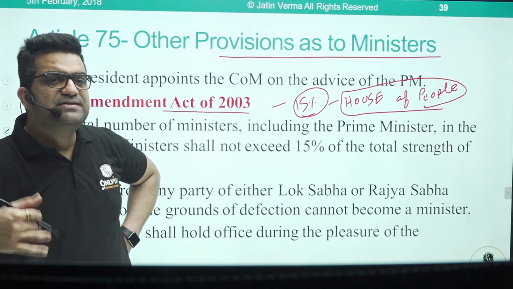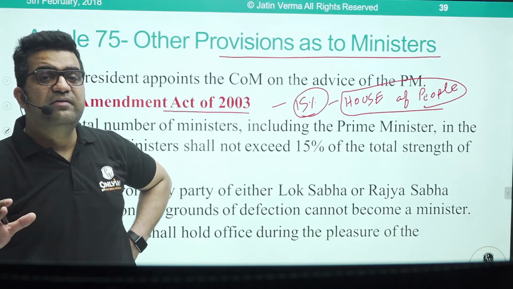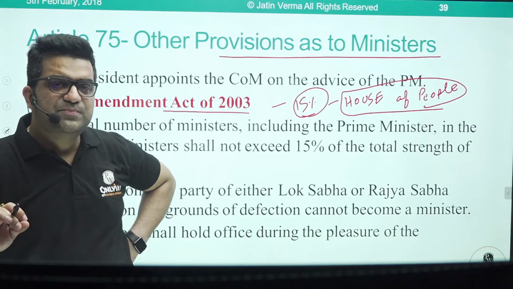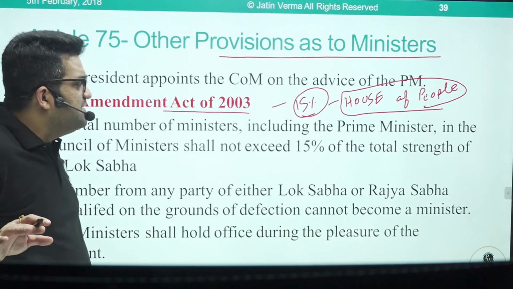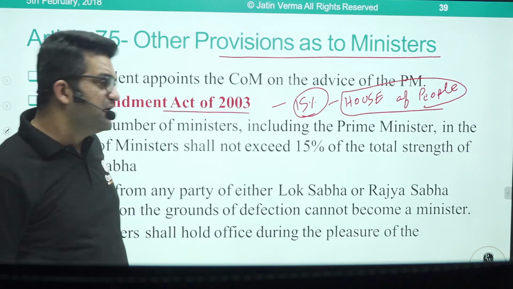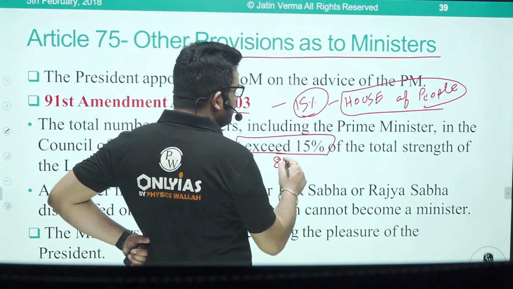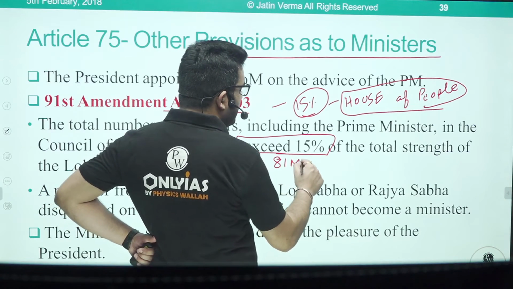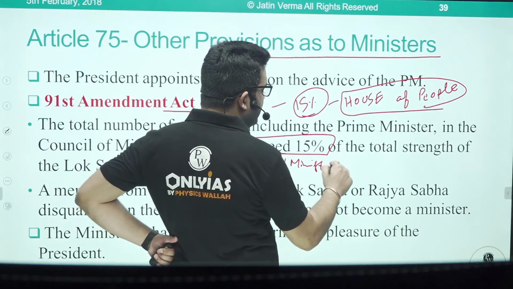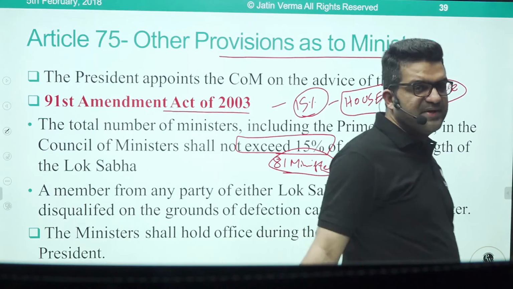That is why the number of ministers was exceeding, let's say, 91, 100. That is why a cap was put that not more than 15% of the total strength of the Lok Sabha can become the ministers. The total number of ministers today that cannot exceed is 82, 81 only. Even though the Prime Minister believes in minimum government, maximum governance, that is a separate thing.